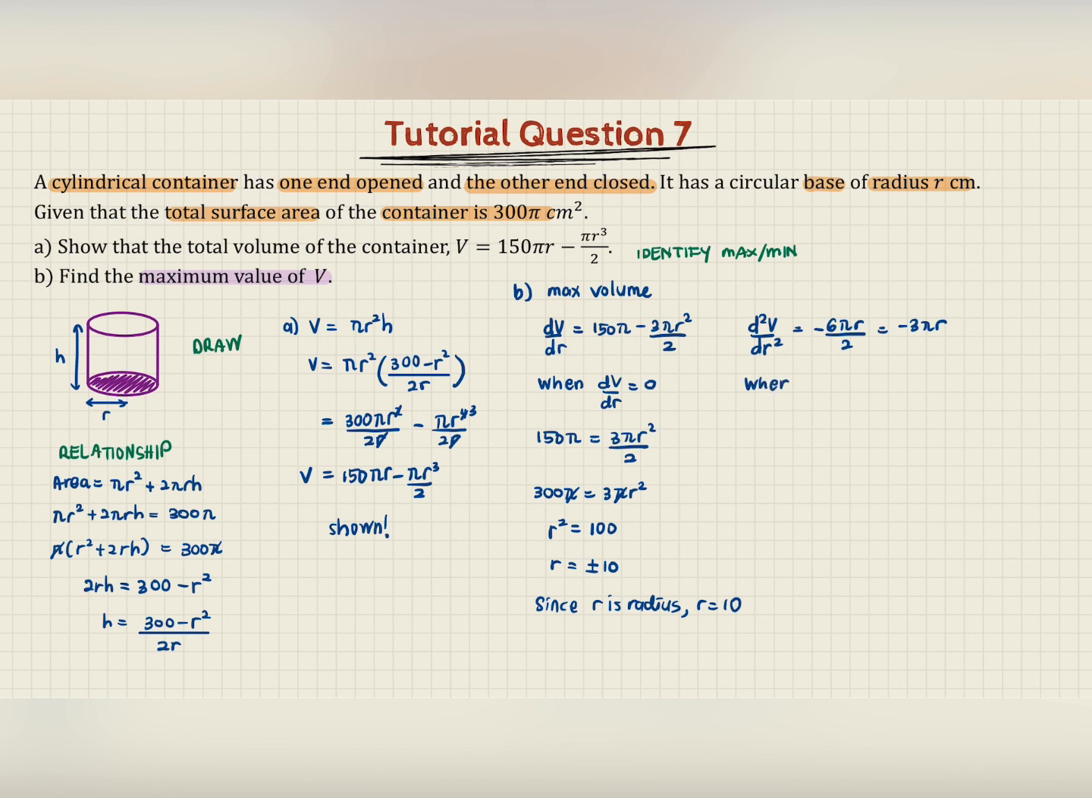So when r is equals to 10, d square V over dr squared will be equals to negative 30 pi, which is less than 0. So bila dia less than 0, dia adalah maximum value. So betul lah, okay, yang dia adalah maximum value.